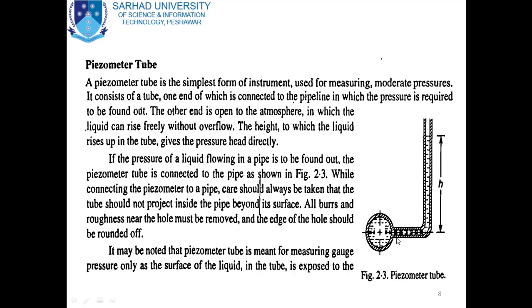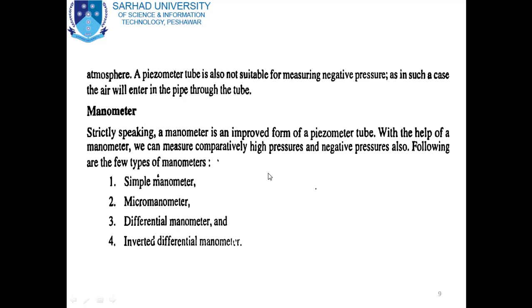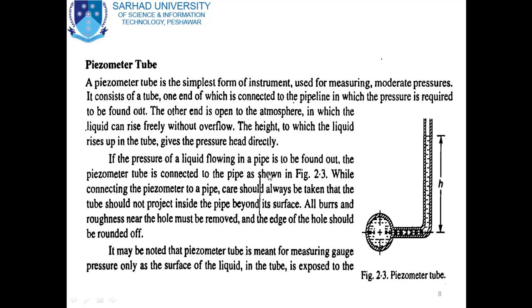It may be noted that the piezometer tube is meant for measuring gauge pressure only, as the surface of the liquid in the tube is exposed to the atmosphere. So the piezometer tube is used for measuring only gauge pressure, as the surface of the liquid is open to the atmosphere.